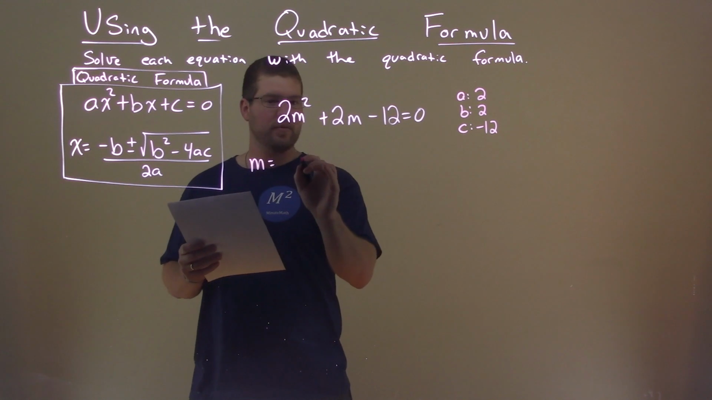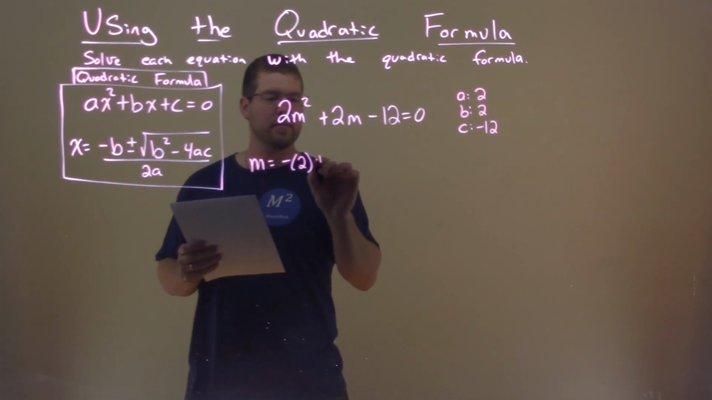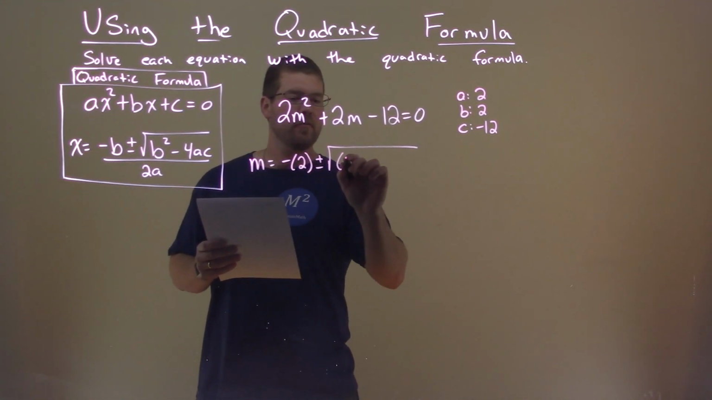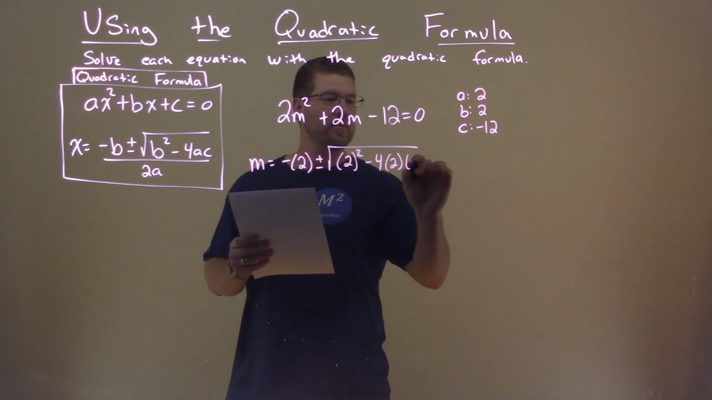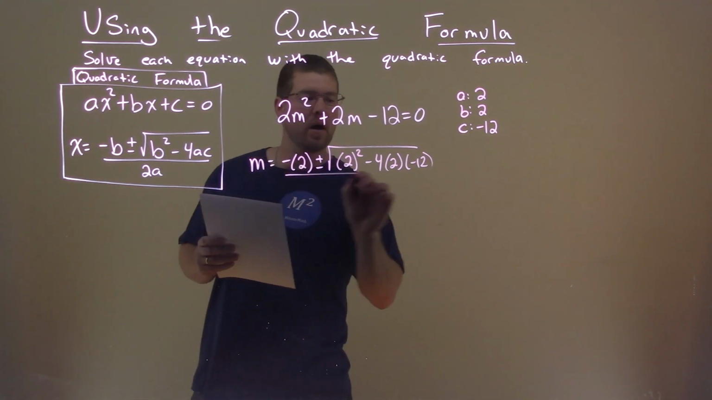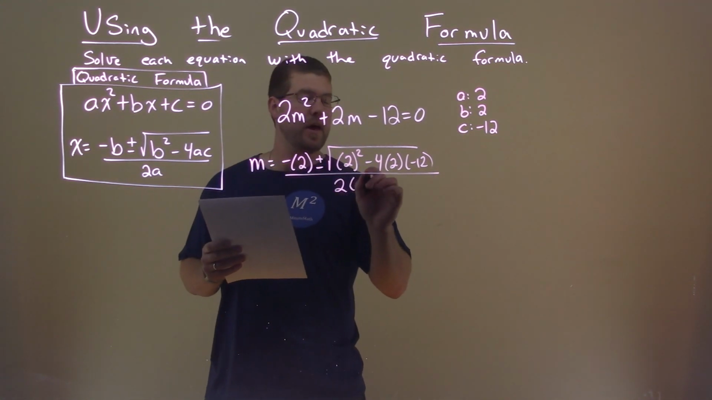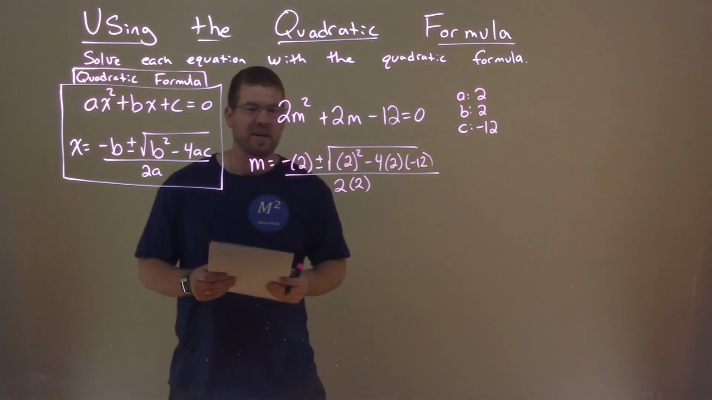Our variable m is equal to a negative b value plus or minus the square root of b squared minus 4 times a times c, which is 12 here, all over 2 times a, which is 2. And now we just have to simplify.